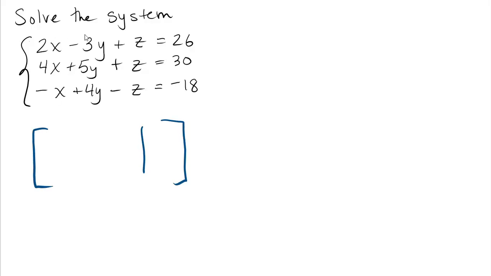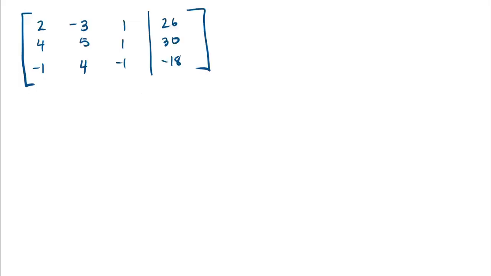The variables are already organized in the column, so I can just copy down the coefficient on the left side and then copy down the number on the right side. 2, negative 3, 1, 26 for the first equation. 4, 5, 1, 30 for the second equation. Negative 1, 4, negative 1, negative 18 for the third equation. There's our matrix representation. I'm going to copy this on another slide so we have a bit more room. Okay, I have our matrix copied down on the next slide.